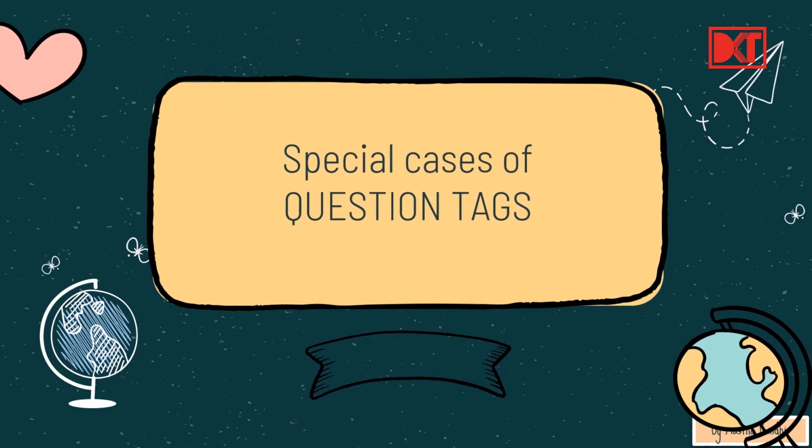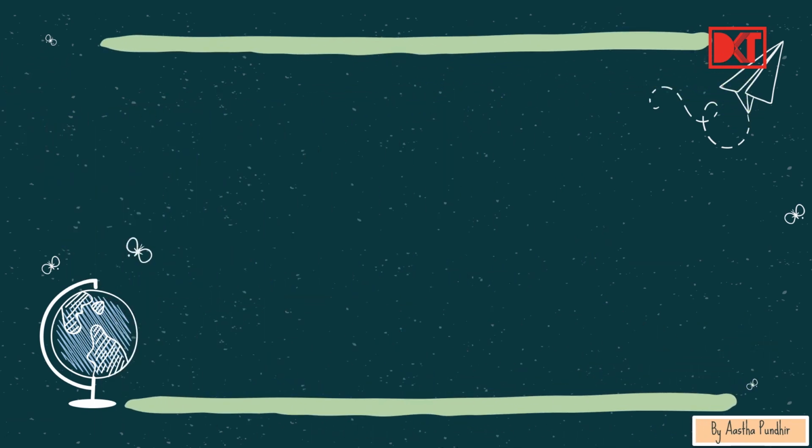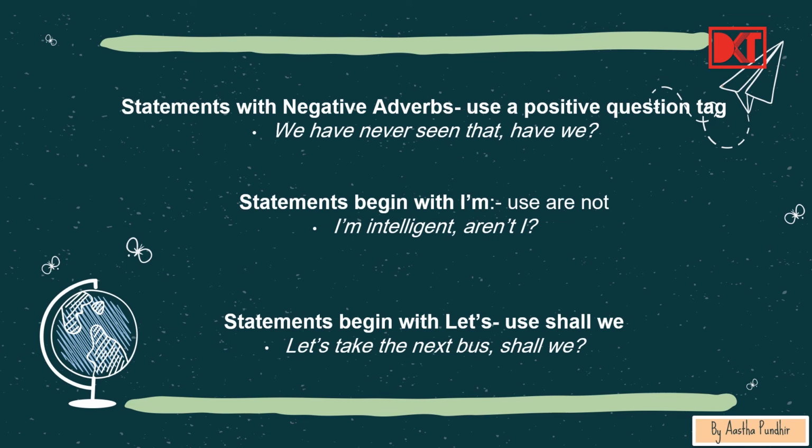Okay, now I've just given a few examples of special cases of question tags. These are only a few special cases. There are a few more. If they come up in the questions, we'll discuss them as and when they come. It's just to give you an example. These are actually quite understood by default, but I've just given them to you so that you don't get confused.